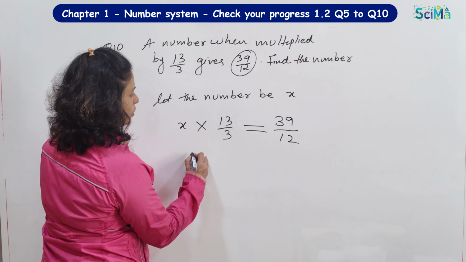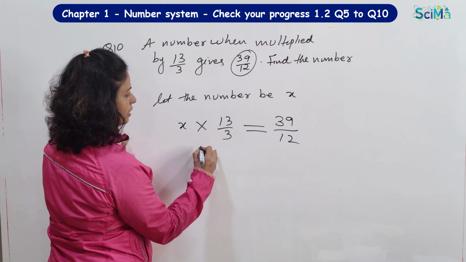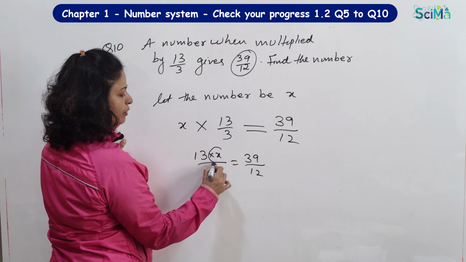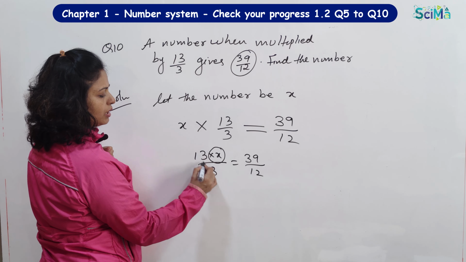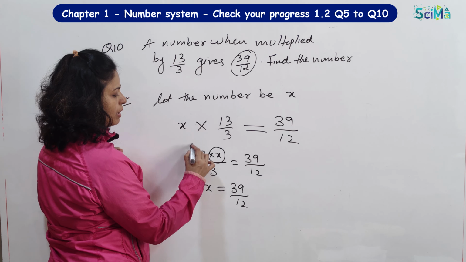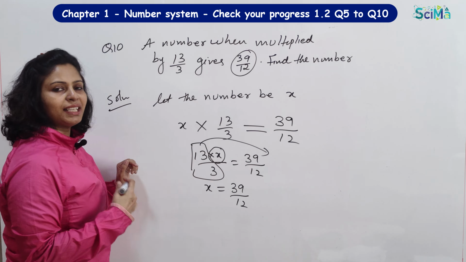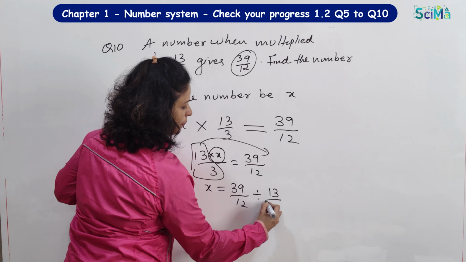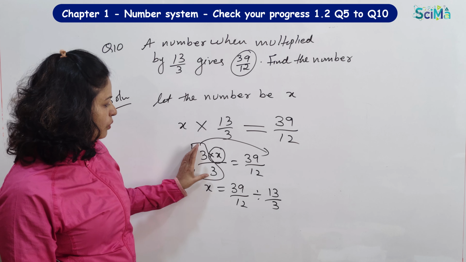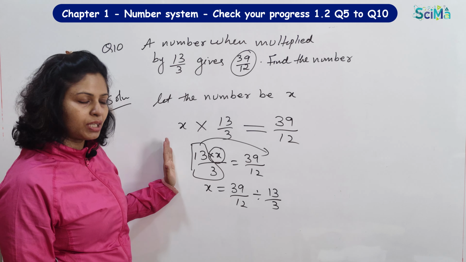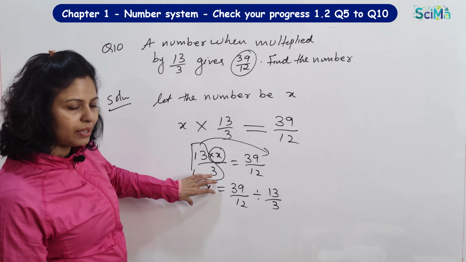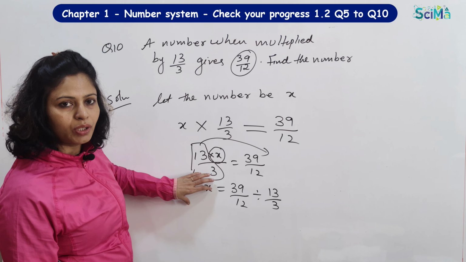Okay. So here I can write 13 into x by 3 is equal to 39 by 12. So here we need to find this x value. So x is getting multiplied with 13 by 3, right? So write x here only, and the number which is getting multiplied here will go to the other side of the equal to sign and gets divided. Okay, this is also one of the rules we follow in solving simple equations. Any number which is getting multiplied on one side of the equal to sign, when it goes to the other side, it gets divided. So now what we have on the left hand side is only x. So now we can easily solve for the value of x.